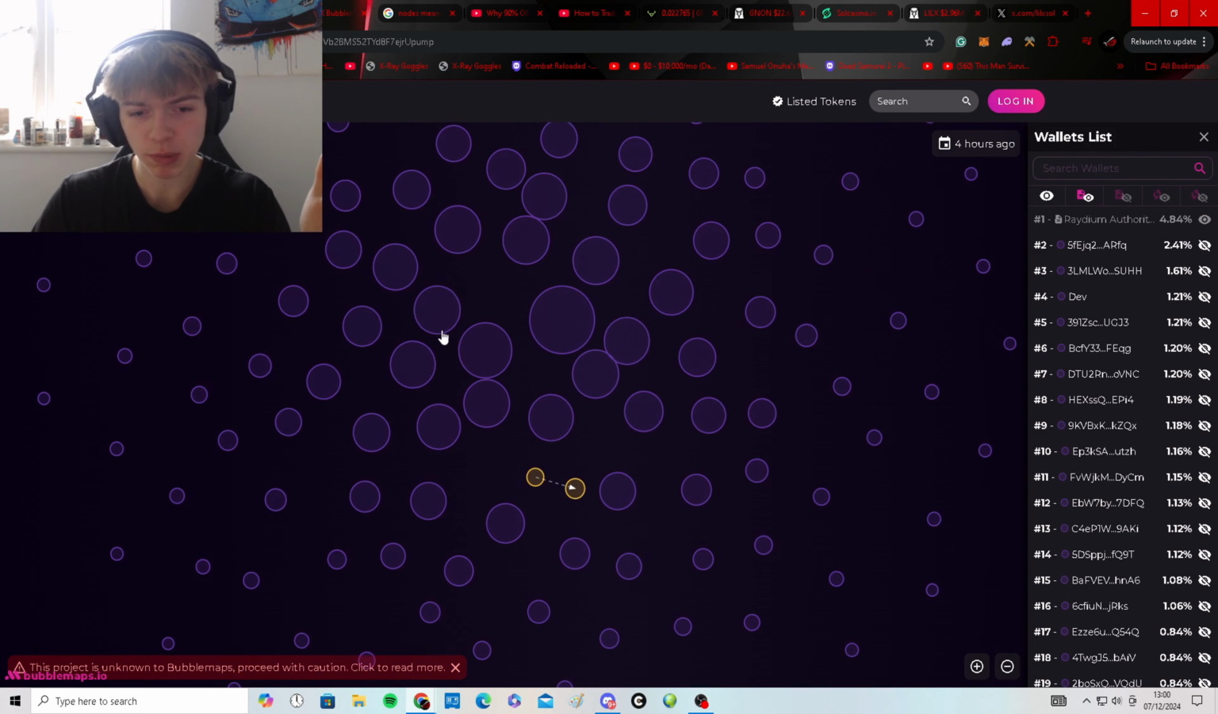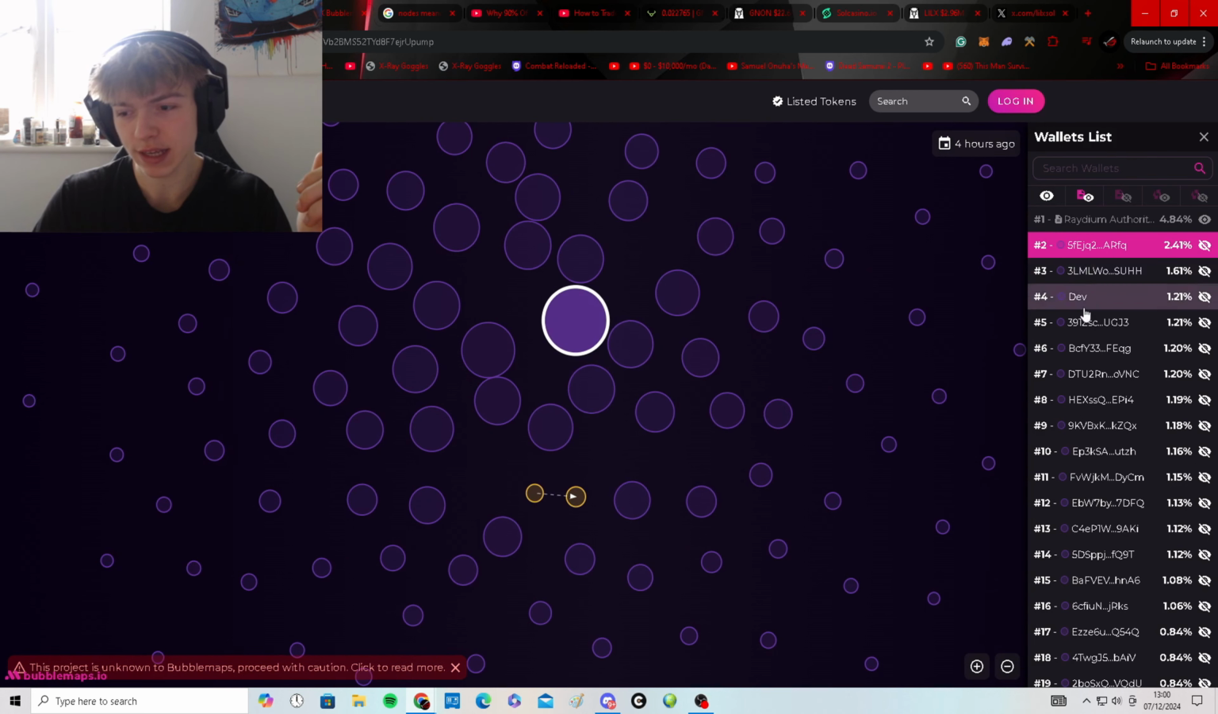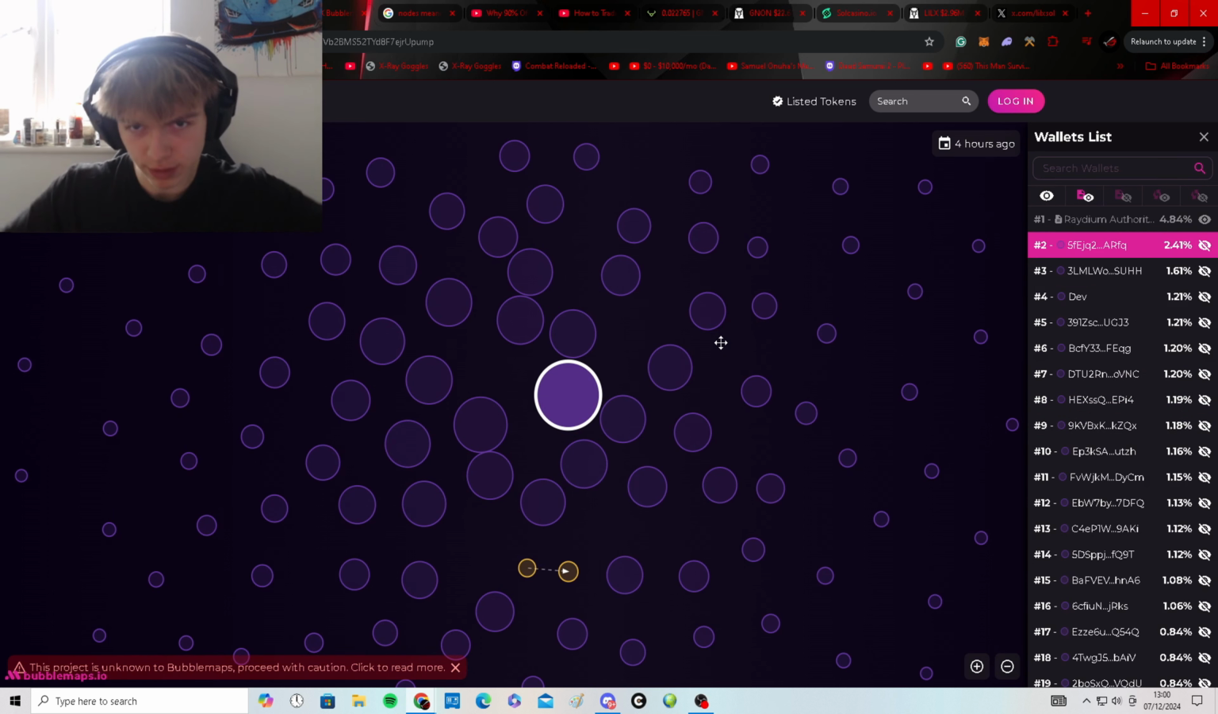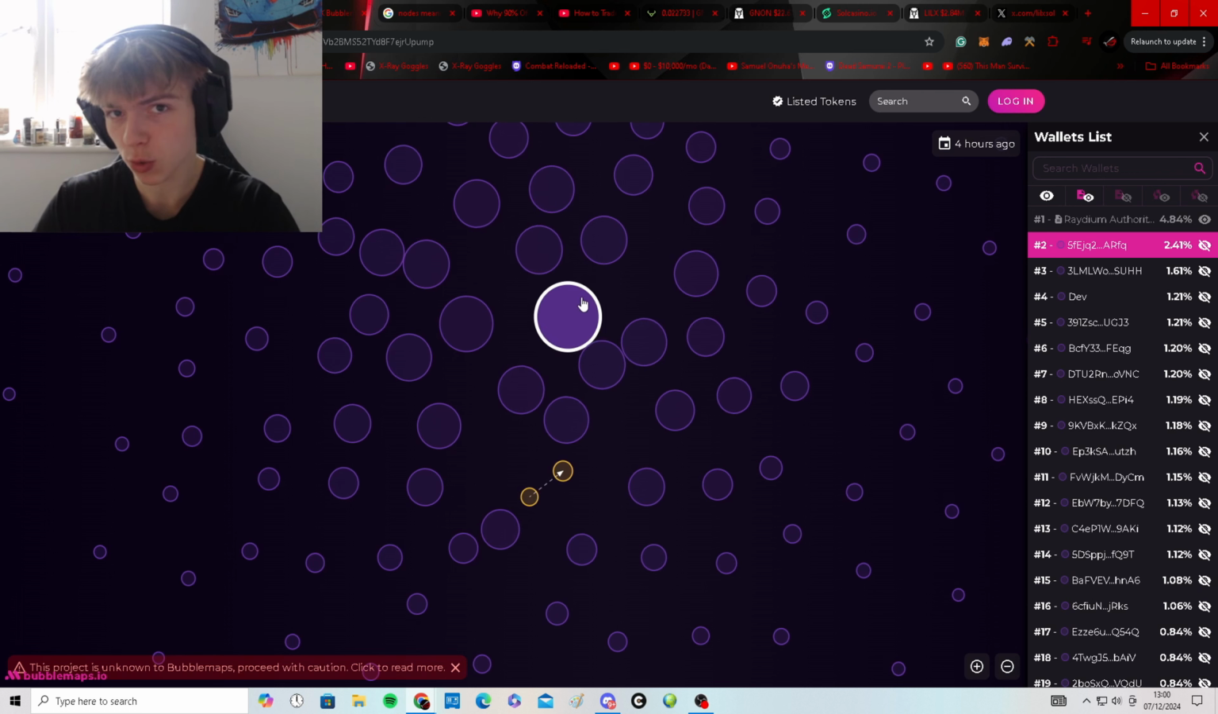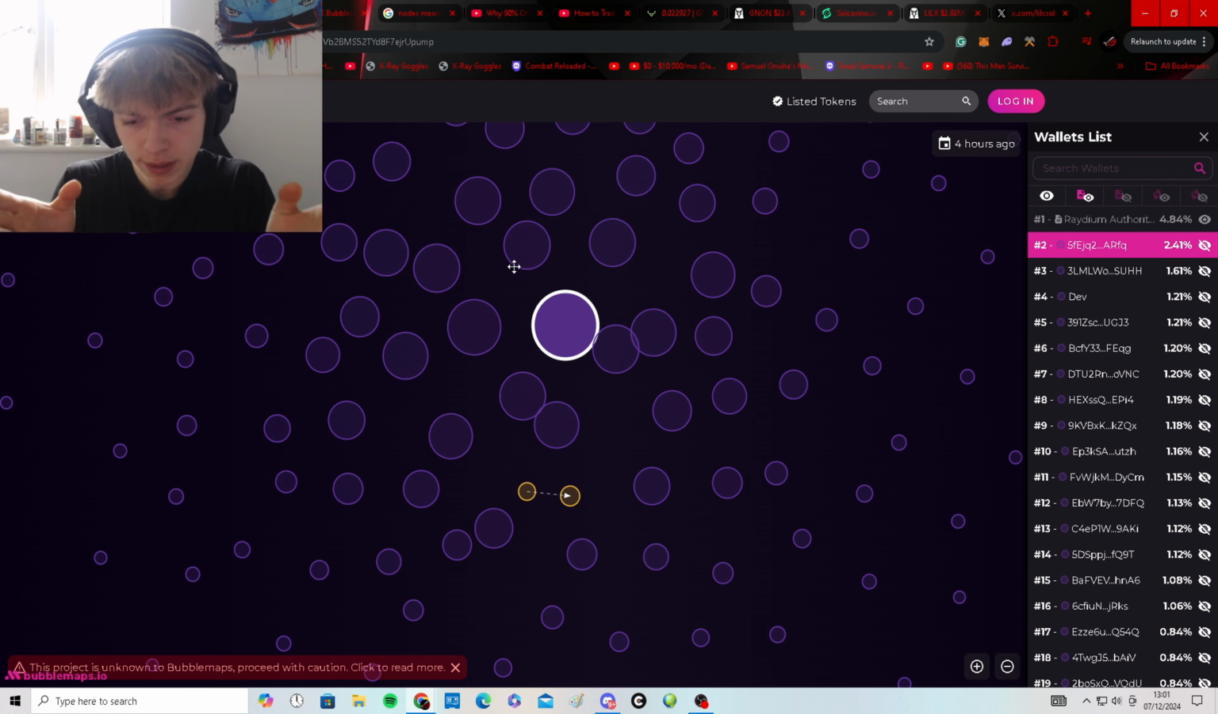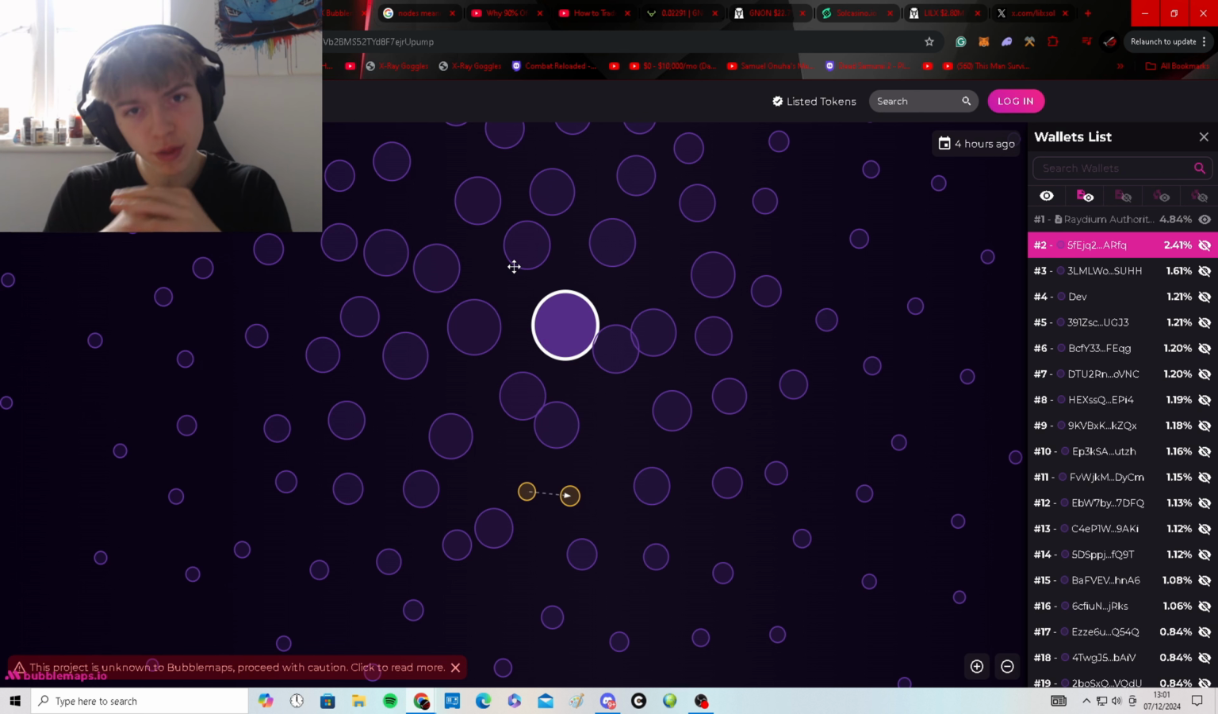Now, each one of these bubbles is a wallet, and it displays the top 150 wallets. It doesn't display every single wallet. As you can see, this is quite a clean coin. Just because it's clean on here doesn't mean it's going to 100,000x. This is just a tool in our toolbox to see if we can get rugged, or in other words, to lower the chances of us getting rug pulled.